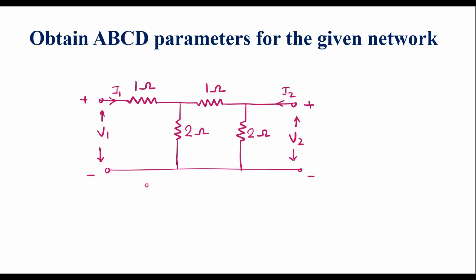In this video, I will consider one numerical on ABCD parameters. Obtain ABCD parameters for the given circuit. This is the given circuit. We need to find ABCD parameters. ABCD parameters are also known as T parameters or transmission parameters. Let's calculate ABCD parameters for this circuit.